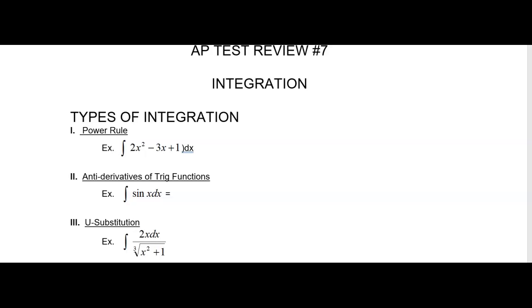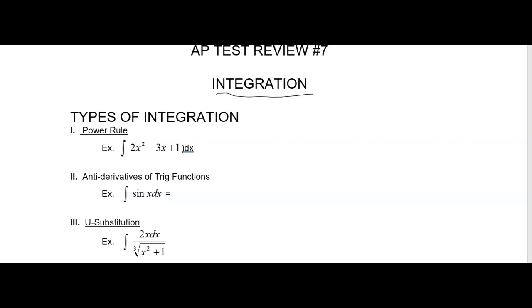So as you can see here, review number 7 is pretty much just all the integration methods that we've done throughout the year. Some of these won't be quite as important with it not being multiple choice, but as we work our way through, I'll point out what would tend to be something on a free response test. But you just want to know it all.